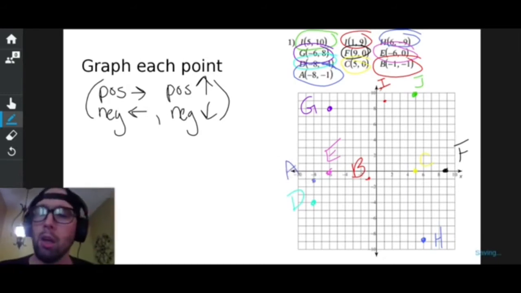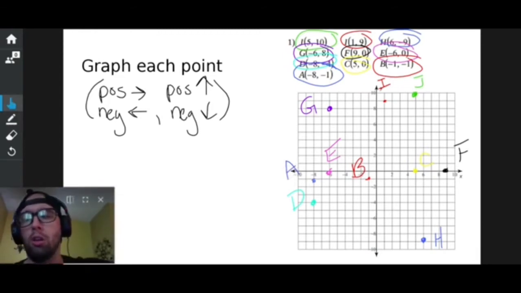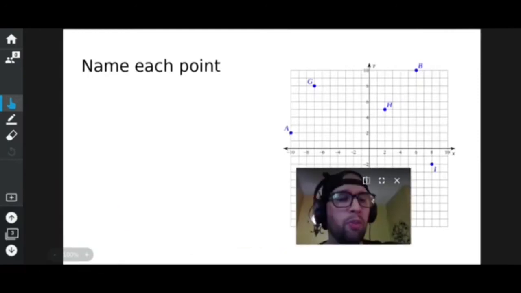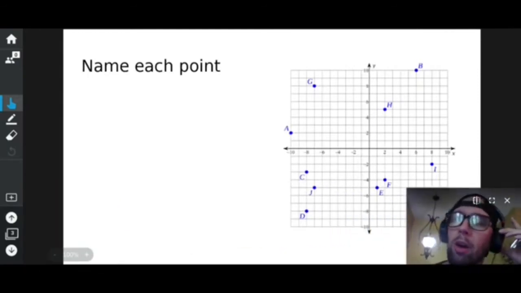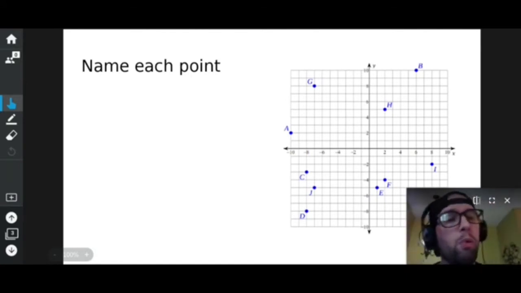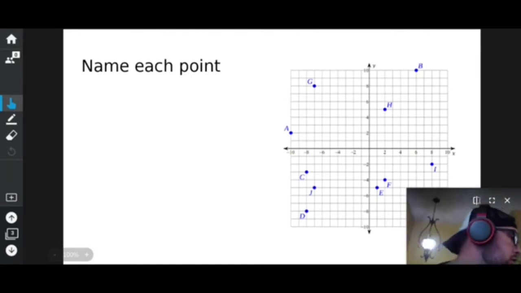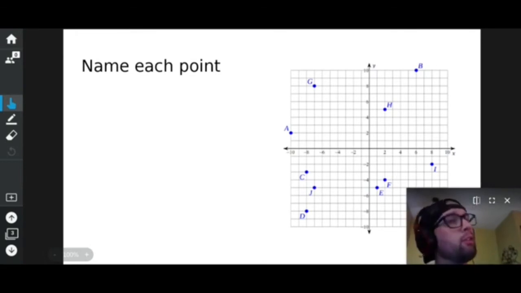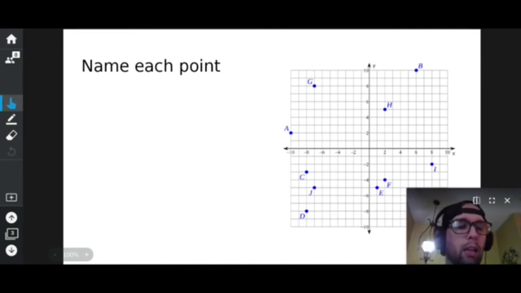All right. Graphing coordinates. Now what I want to do is, can I fit my face there without ruining anything? Yep. Now what I want to do is name each point. So I have a bunch of points, and I have to go to those points and give the distances or the directions that I have to get there, and then turn those words into a point. So if I were to say right 6, up 3, then my point is 6, 3. If I were to say left 2, up 1, then it would be left 2, which is negative 2, up 1, so negative 2, 1.